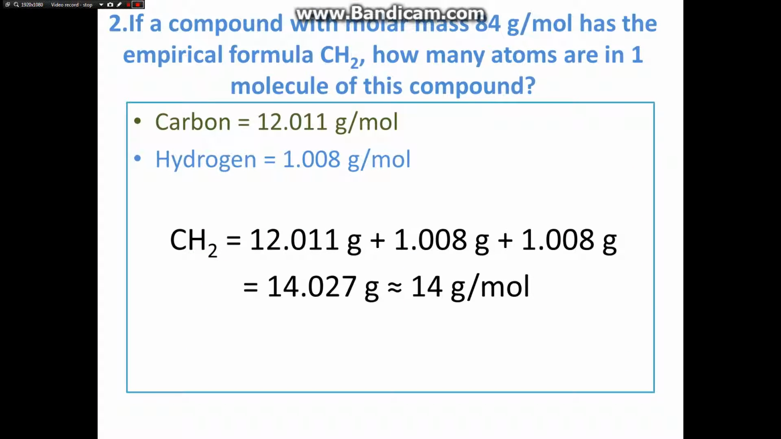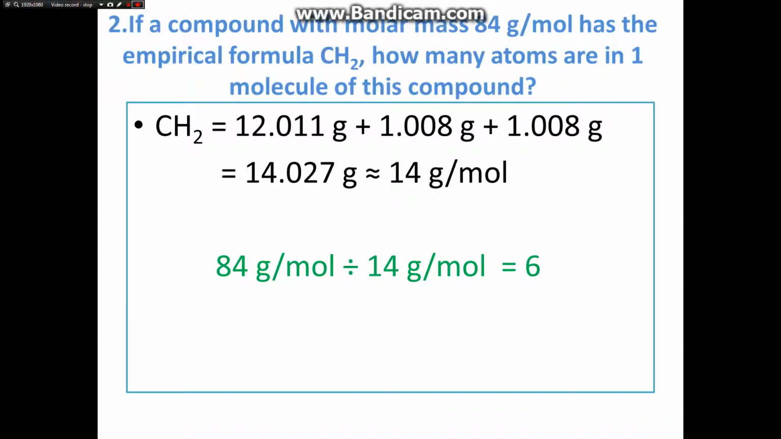Question number 2. If a compound of molar mass 84 grams per mole has the empirical formula CH2, how many atoms are in one molecule of this compound? You'll need the periodic table to find the molar weight of carbon and hydrogen. So, for CH2, you'll need to find the molecular weight of this, which is 12.011 grams plus 1.008 grams plus 1.008 grams, which will equal 14.027 grams, which is approximately 14 grams per mole. And so, the molecular weight of CH2 is 14 grams per mole.